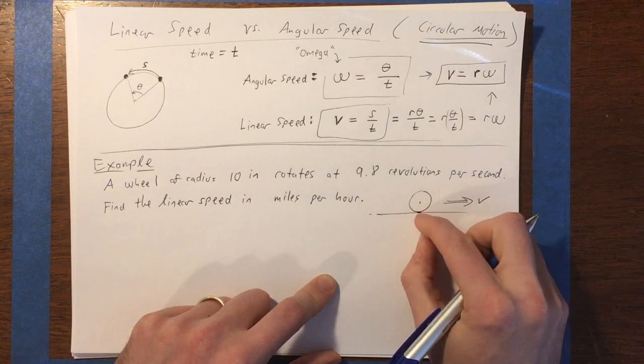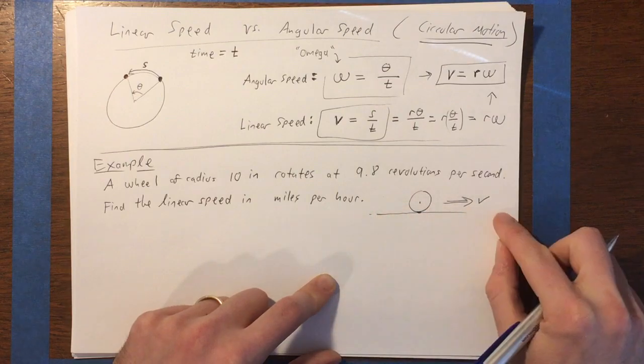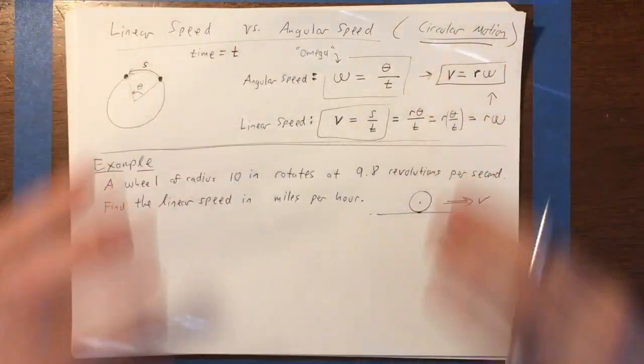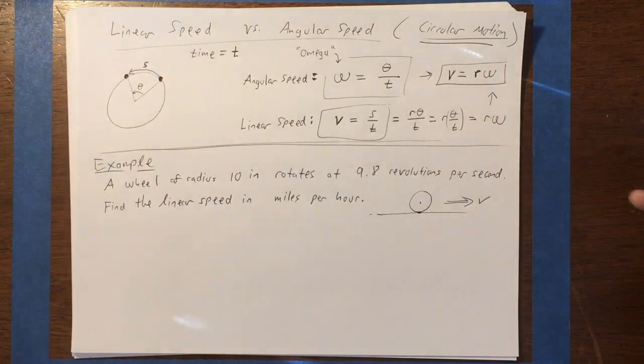Okay, because the amount of distance covered around the arc of the circle is going to be equal to the amount of distance covered along the ground as the car is moving, right, as it's rolling. So what we're really calculating is how fast is this car driving, okay? So let's start with this information.